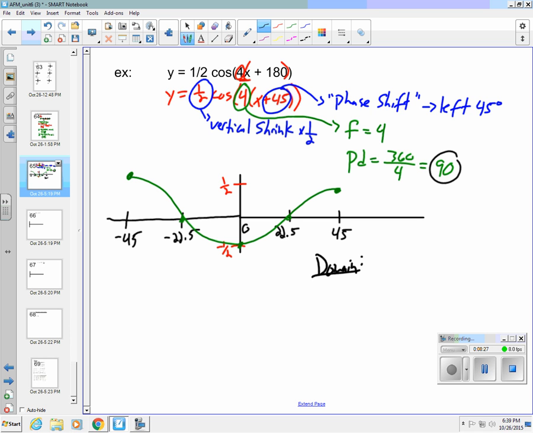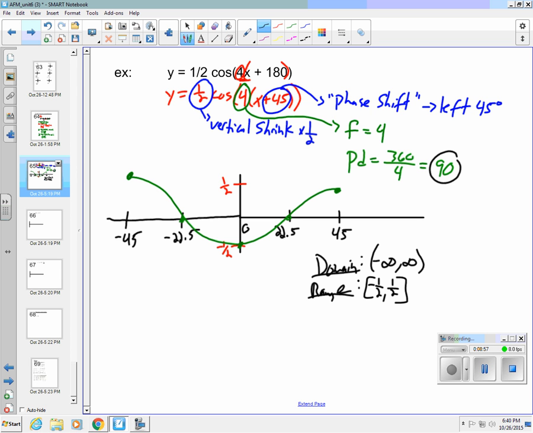The domain we know doesn't change. Domain is still going to be all real numbers, negative infinity to infinity. The range does change. The range will change with the vertical stretch or vertical shrink. Also the vertical shift will change the range. So here, it only goes down now to negative 1/2 and up to positive 1/2. And we use brackets here to include those values on either end of the range.